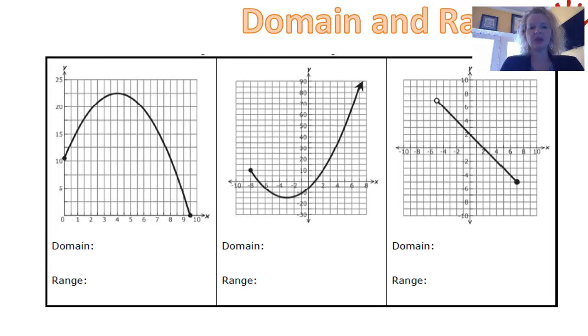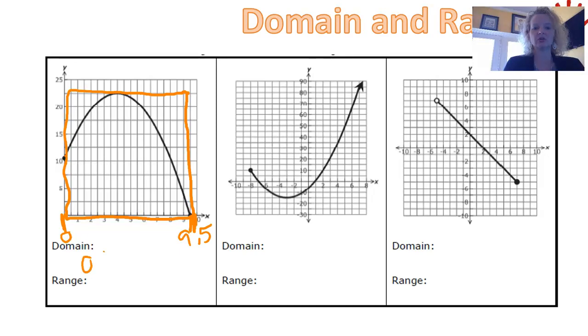When we talk about domain, remember, it is all the x values. What I say is draw a box if you can. And for your domain, you're only going on the x-axis. So it is 0 to 9.5. So 0, and since they were solid circles, it's 0 less than or equal to x, less than or equal to 9.5.